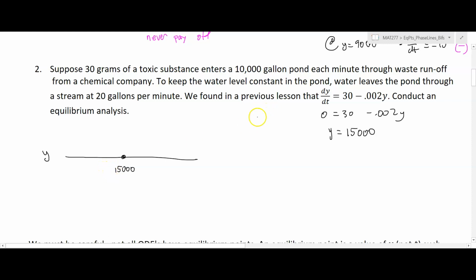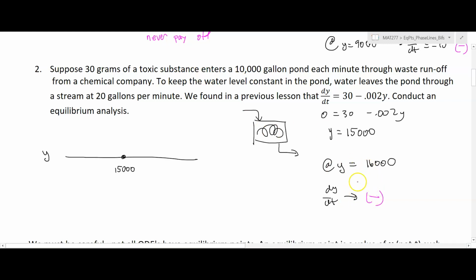Now, some will be entering, right? Here's our pond. We have some entering and we have some of the substance leaving, but the mixture in here, if it ever achieves 15,000 or starts at 15,000, there will be no change in the amount of that toxic substance in there. But if we look at a value that is bigger than 15,000, let's say 16,000, and we look at dy/dt, you can verify this by plugging it in, we get a negative value.